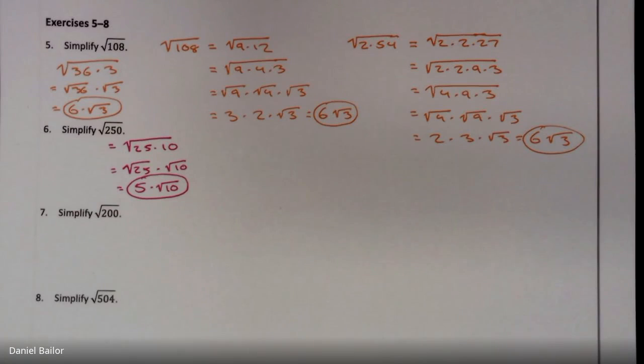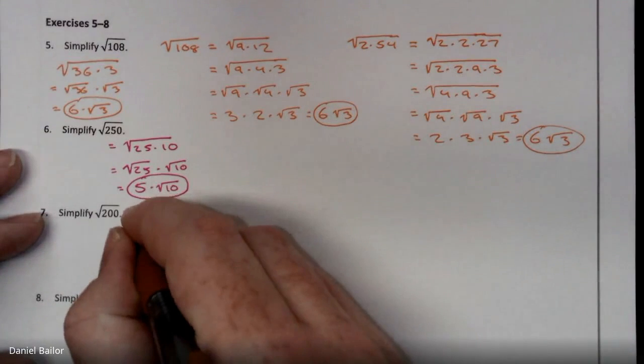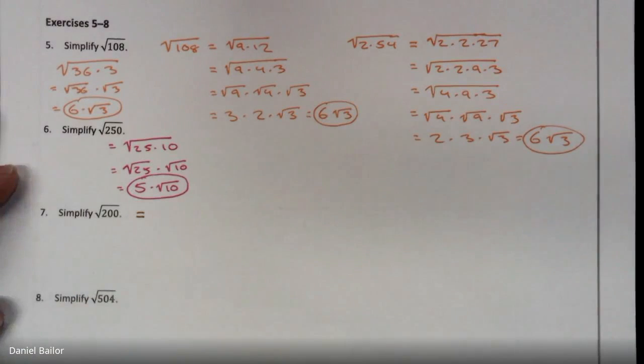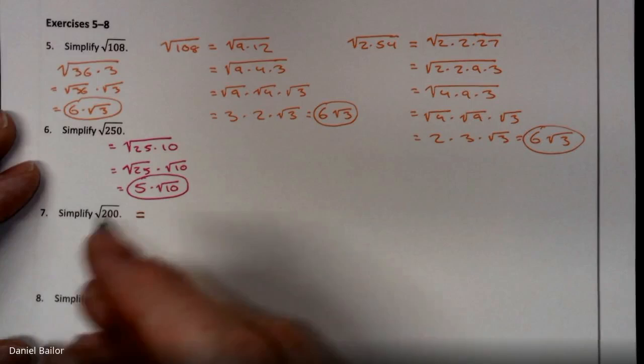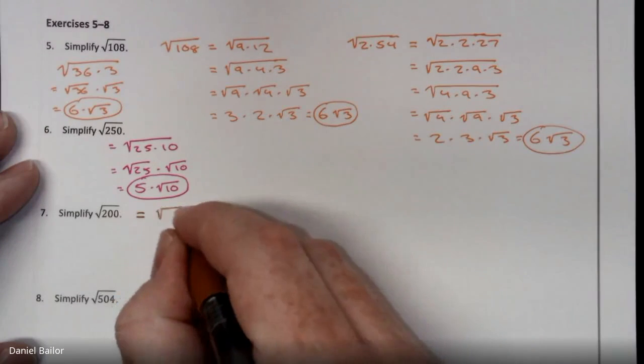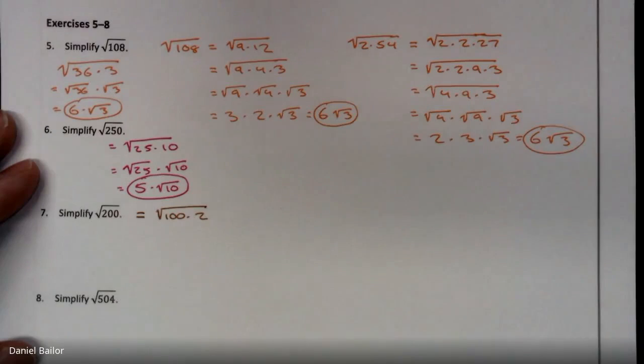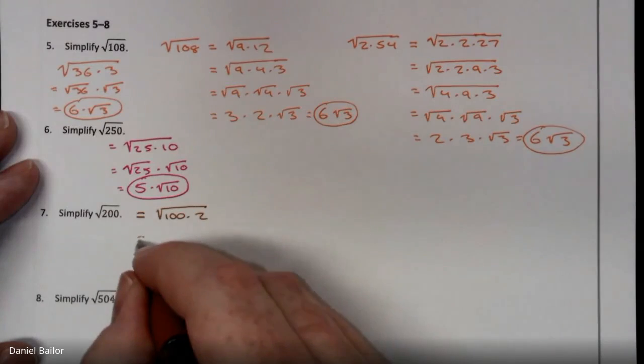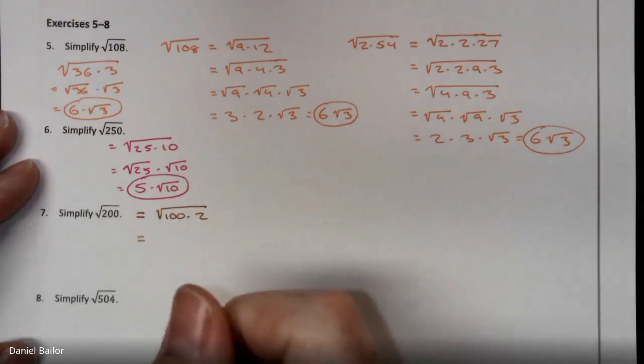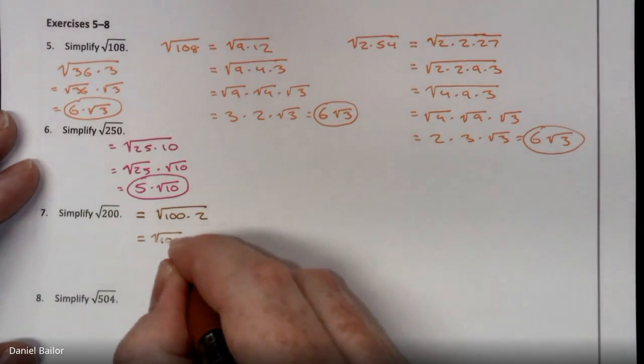Now for number 7, exercise 7, the square root of 200. For the square root of 200, you need to think about what factors will make 200. And for me, it's one of those things where I see 200, and I think that is 100 times 2. 100 times 2 is what I see. And I like this one because 100 is a perfect square. So I do the square root of 100 times the square root of 2.